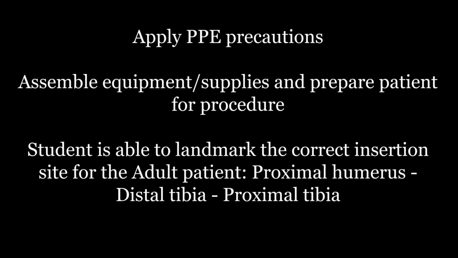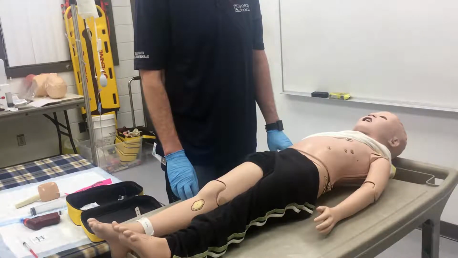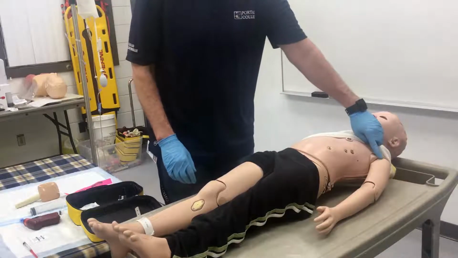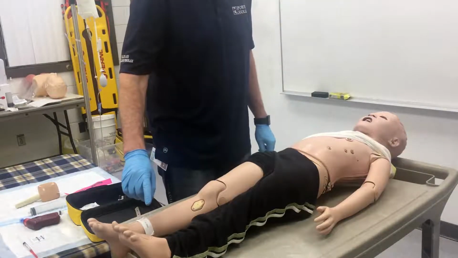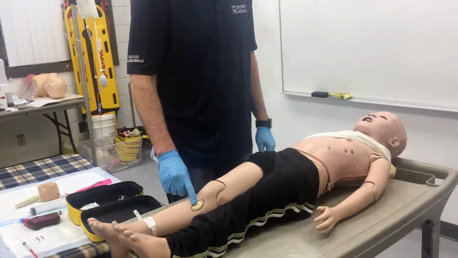Student is able to landmark the correct insertion site for the adult patient: proximal humerus, distal tibia, proximal tibia. Student is able to landmark the correct insertion site for the pediatric patient: proximal humerus, distal tibia, proximal tibia, and distal femur.